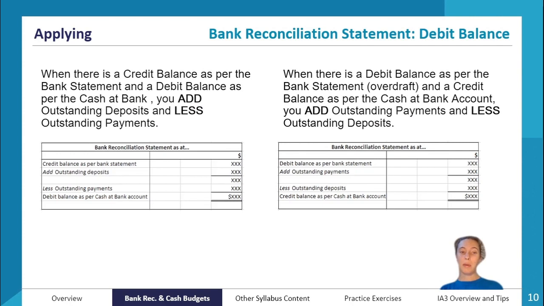So here is a bit of a summary of both. So a credit balance in the bank statement and a debit balance in the cash at bank. You need to add outstanding deposits and subtract those outstanding payments. And it's the opposite way around for the debit balance in the bank statement and the credit balance as per the cash at bank. You're adding those payments and then subtracting the deposits.